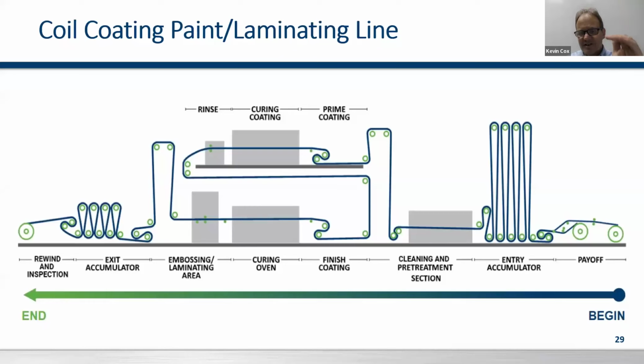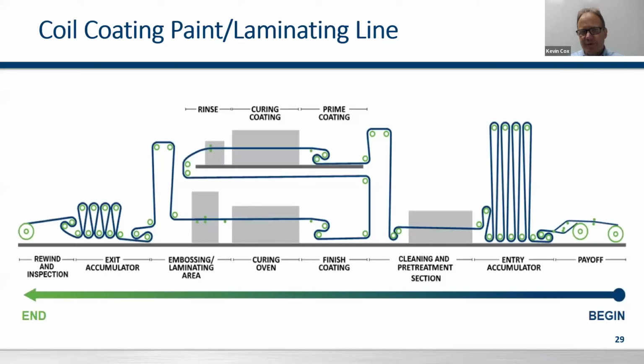That zigzag that you see, that entry accumulator, literally accumulates material. And then we can stop the front payoff side by taking that material that's accumulated and running it through the line. That way we can change gauges, we can change metals. We're going to stitch one coil to the next and continue the line. Those accumulators come back up, so we have that time built into it, but the line continues to move.